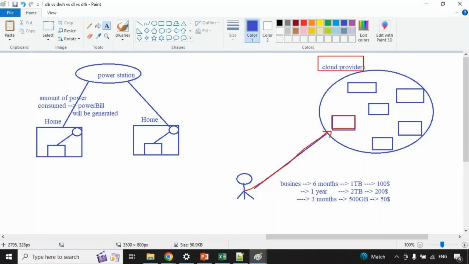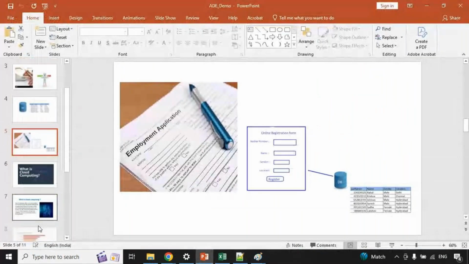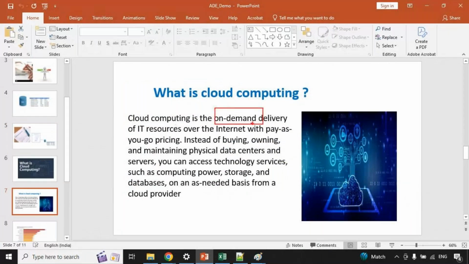So cloud providers have all the services through the internet, we can access those services and pay for them. Here, cloud computing is on-demand delivery of IT resources over the internet with pay-as-you-go pricing. Instead of buying, owning, and maintaining physical data centers and servers, instead of maintaining your own environment, you can access those services from the cloud provider on an as-needed basis.